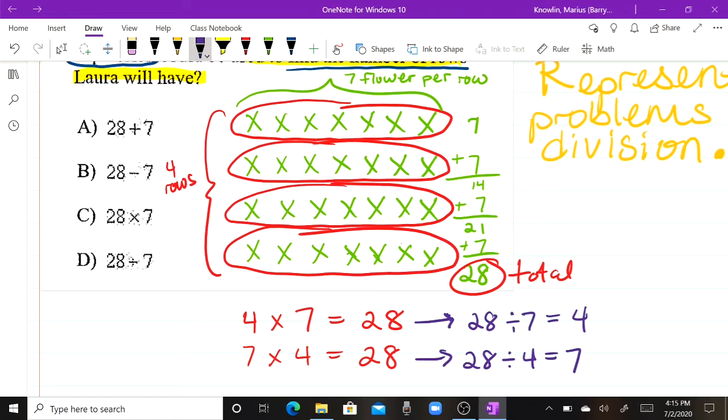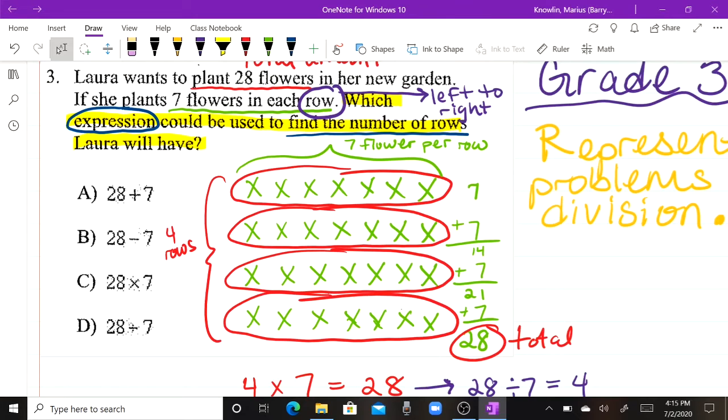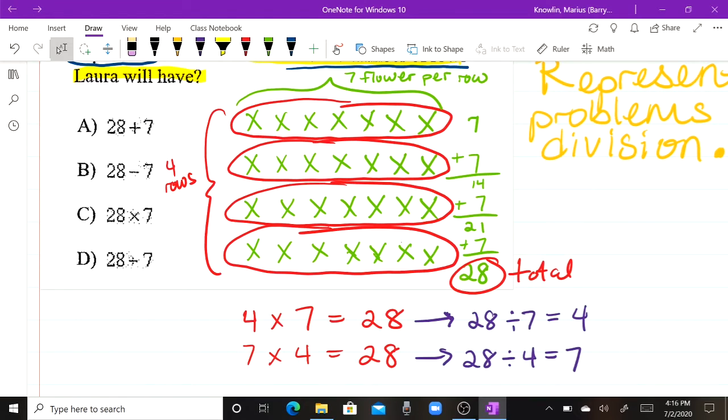Now that we've figured that out, we need to figure out which one of these expressions, is it going to be this one or is it going to be that one? We're trying to figure out which one we would use that is appropriate for our situation for number 3. And according to this, the two numbers that they gave us were 28 and 7. And if we do 28 divided by 7, how many rows did we determine that we were going to have? 4. So our final answer should look like this, and that is right here.